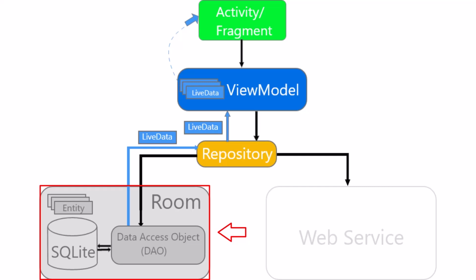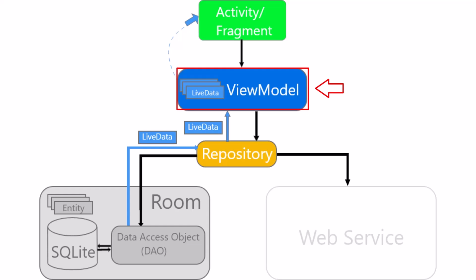Next we have repository, and repository is a class that is mainly used to manage multiple sources of data, as you can see in this diagram. You can have Room, you can have the SQLite database, or you can have a web service as the source of the data. Next we have a ViewModel, and the ViewModel acts as a communication center between the repository and the UI. And the UI no longer needs to worry about the origin of the data.